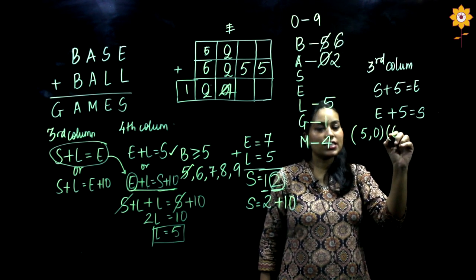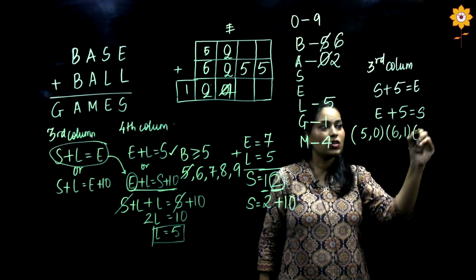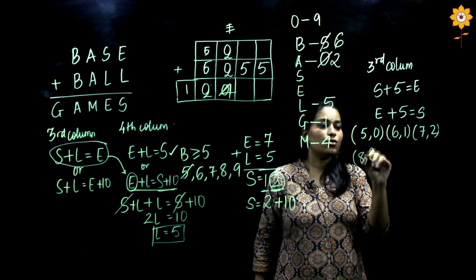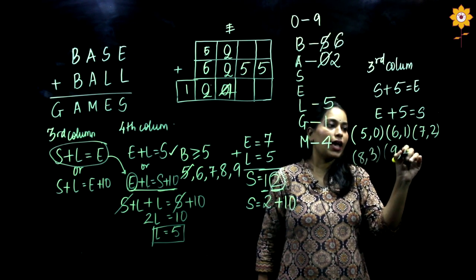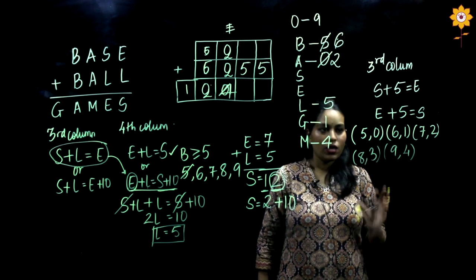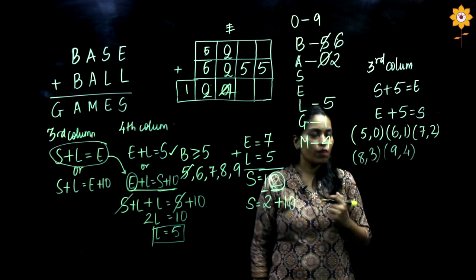Then we can have 6 as one digit and 1 as the other digit. 6 minus 1 is 5. Similarly, 7 and 2. Then we have 8 and 3. And then finally, we have 9 and 4. So these are the possible number options that we have. When you subtract them, they will give you a difference of 5.